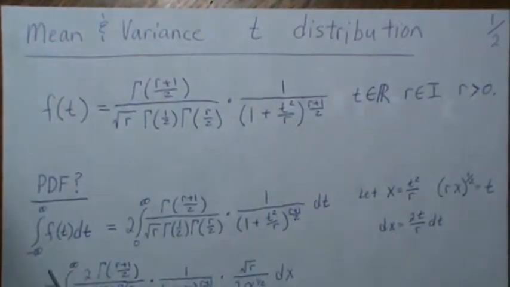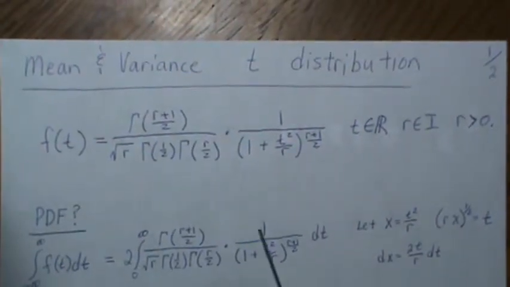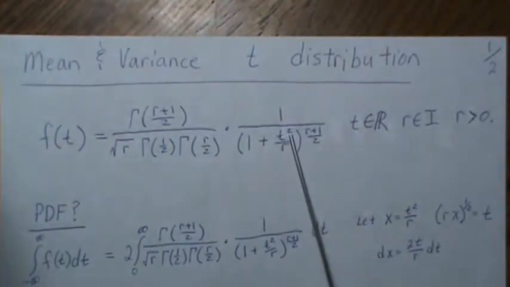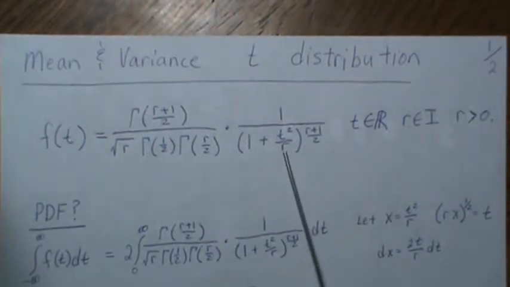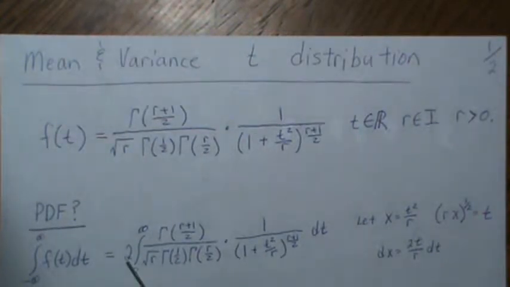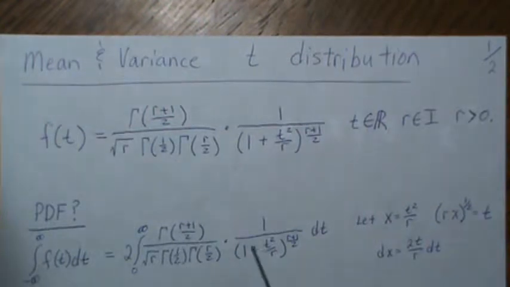So to show it's a PDF, we need to integrate it over its domain and show that it equals 1. One note here: t squared is the only variable in here, so it is an even function. It's symmetric about 0, so we can just integrate half of it and multiply by 2, and that's the same. You can actually split this into 2 intervals, do a variable change, and show that they're equal, then combine them and multiply by 2, but I'm going to skip it.